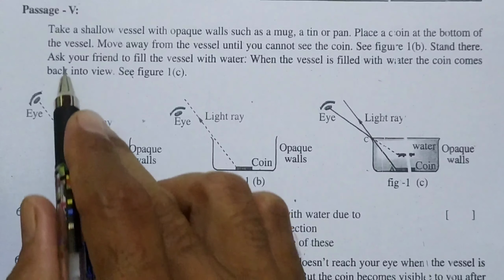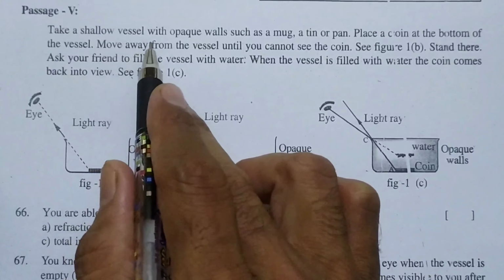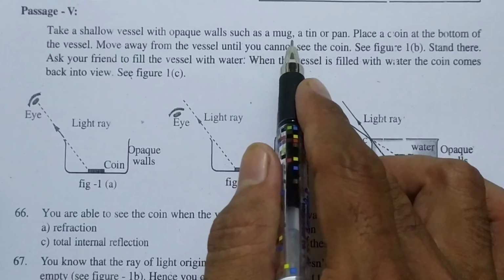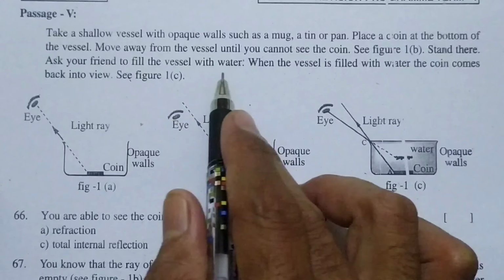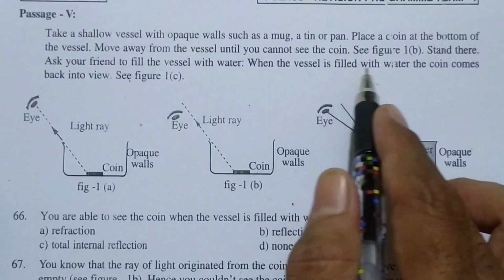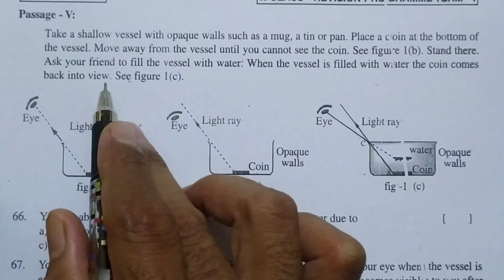Now we see passage 5. Take a shallow vessel with an opaque wall such as a mug, a tin or pan. Place a coin at the bottom of the vessel. Move away from the vessel until you cannot see the coin. See figure 1b. Stand there. Ask your friend to fill the vessel with water. When the vessel is filled with water, the coin comes back into view.